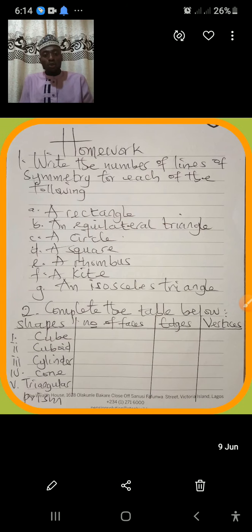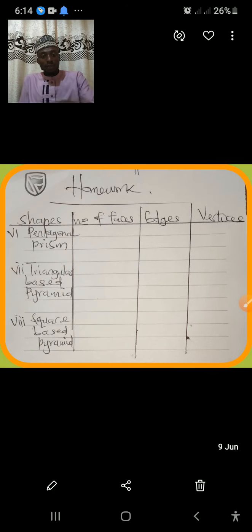And your homework too. Just look at it, read it very well, and answer the questions. So this is where it stops. You have to submit on, is it not on Friday? Before Friday, so that we can move forward. We are going to another topic.